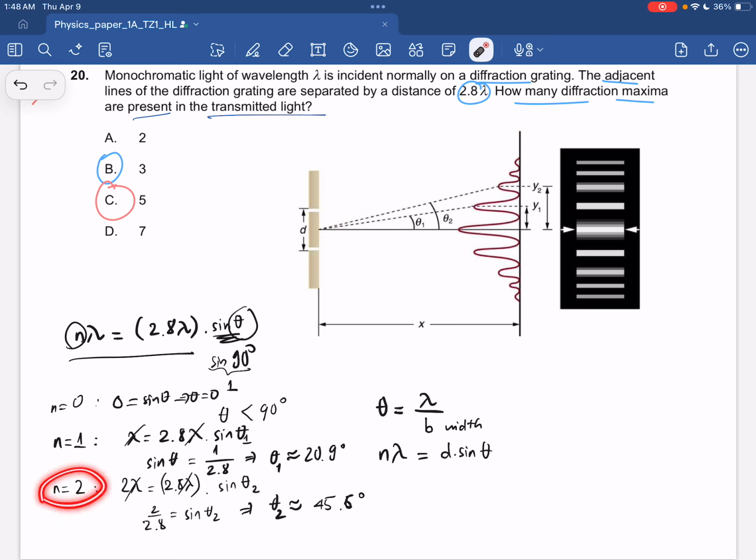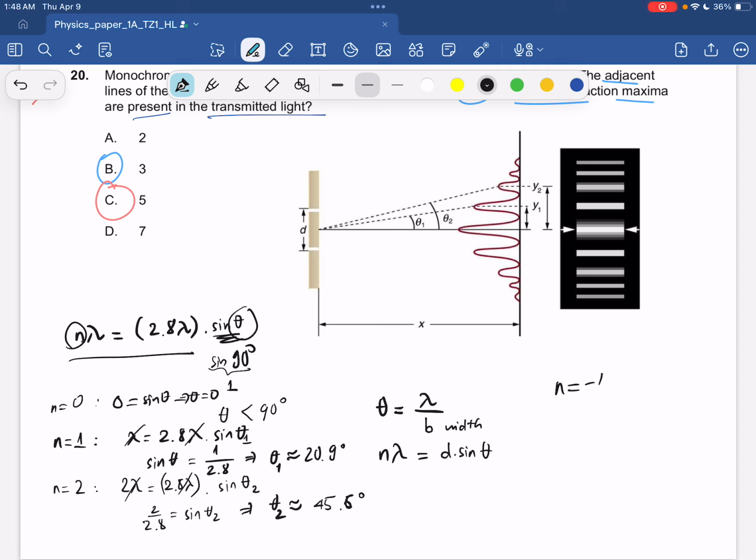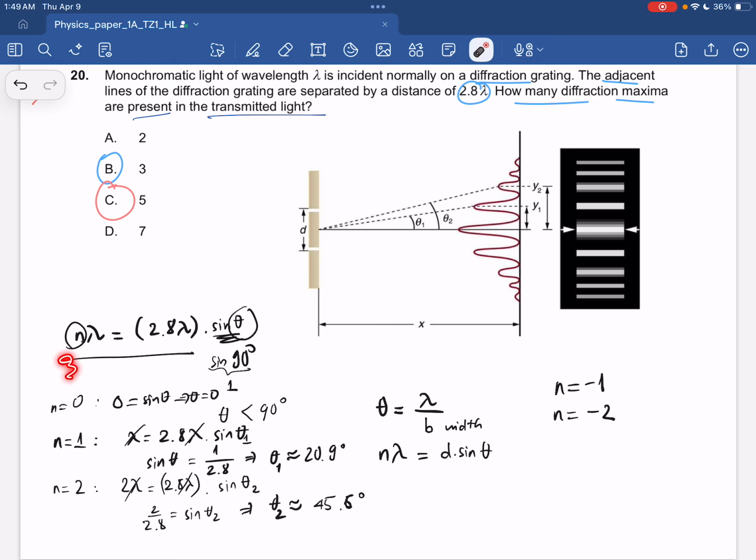This is when n is an integer, and integer means it can also be n equals -1 or n equals -2, right? And why don't we have n equals 3? Because this is just 2.8, right? It cannot go more than 2.8. So that's why you just have one here when n equals 0, another one here when n equals 1, another one here when n equals 2, and then you have another one when n equals -1 and when n equals -2. So how many? 1, 2, 3, 4, 5.